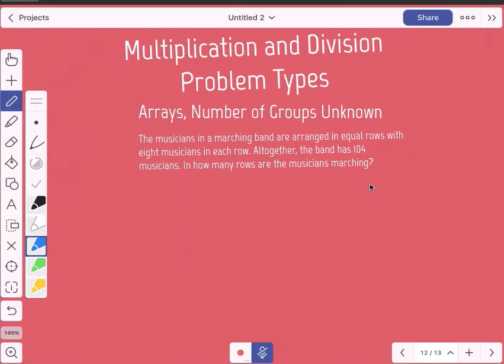Okay. The musicians are marching in a band, and they're arranged in equal rows with 8 musicians in each row. Altogether, the band has 104. How many rows are in the marching band? So we don't know this. I'll make it R for rows. So that's going to be R times 8 equals 104. Remember, to solve that, it's going to be 104 divided by 8 equals R.